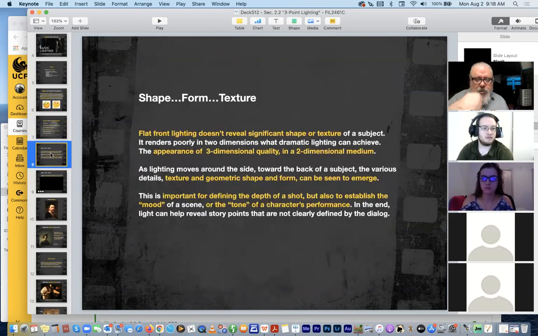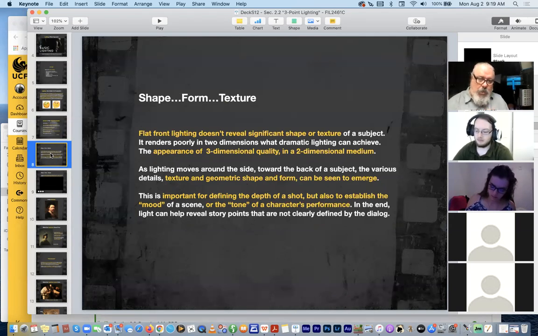So we're going to talk about shape and form and texture in this lighting conversation. And we're going to talk about the idea that in most cases, although not all, flat front lighting is the least expressive, the least dramatic technique that we can use.